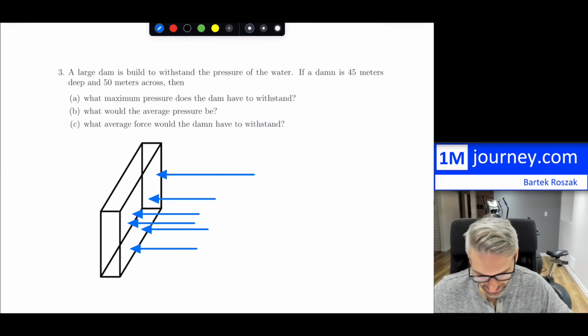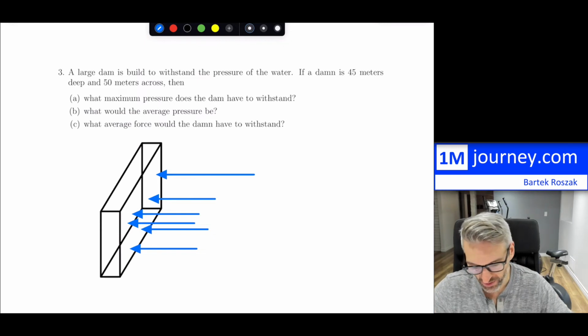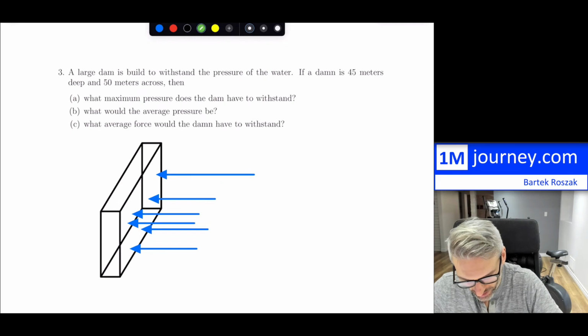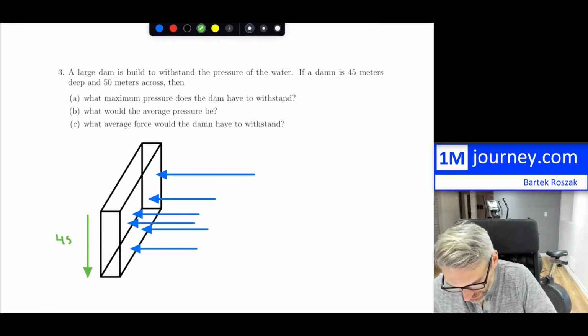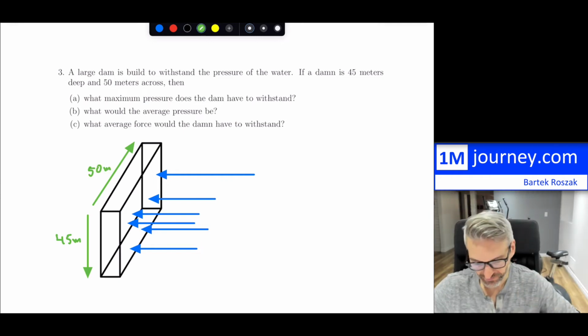So it is asking us here, what maximum pressure does the dam have to withstand? The maximum pressure is going to happen all the way at the bottom. Now, what do we know? A dam is 45 meters deep, so it goes all the way down. So this is 45 meters, and it's 50 meters across. So that's what we have in here.